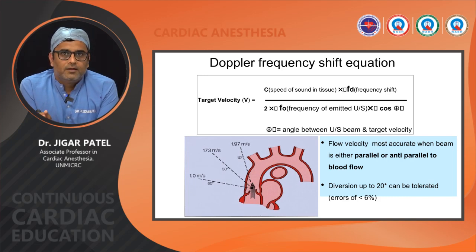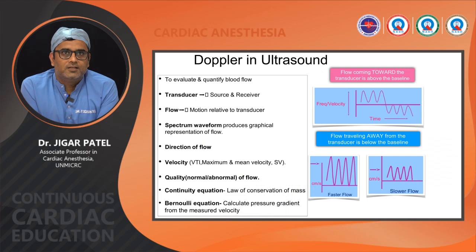And when this angle is increased, as you see in this image, at the 0 degree angle the velocity is 2 meter per second, but if the measuring angle is increased to 10 degrees, then the velocity measured is 1.97 meter per second. Similarly, at 30 degrees, the velocity will be 1.73 meter per second. At 60 degrees, you can measure half of the actual velocity, and at 90 degrees, you can measure 0 Doppler shift. So deviation up to 20 degrees can be tolerated with an error of less than 6%.